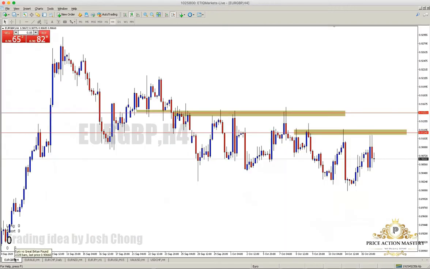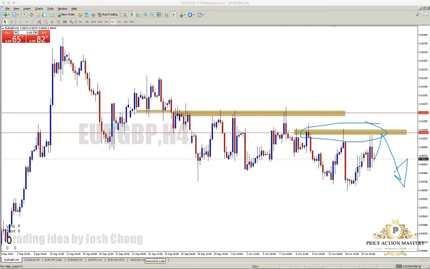Okay, first we look into Euro GBP. Because this is the lower high area, I'll be preferring when the market retraces to this level and I see the market showing downside exposure. I'll be expecting the market to first retrace to this level and then show the downside exposure.